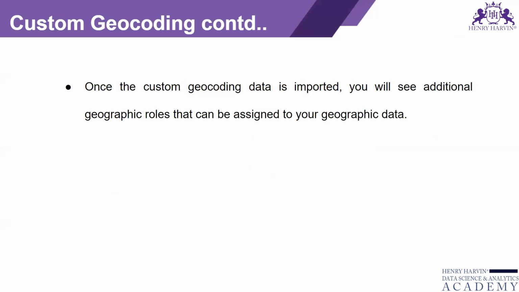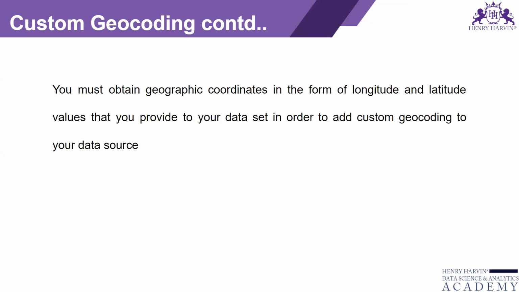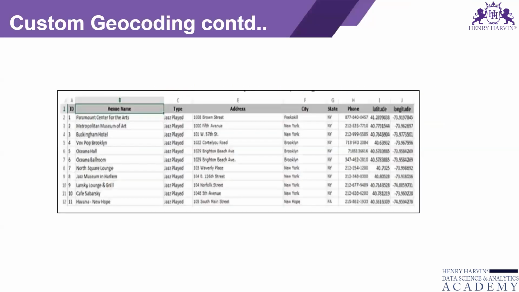Okay. So once the custom geocoding data is imported, you will see additional geographical roles that can be assigned to your geographical data. You must obtain geographic coordinates in the form of longitude and latitude values that you provide to your data set in order to add custom geocoding to your data source. Okay. So see here, what they have done is they have given venue name, the type of music that has been played here, the address, city, state, phone, latitude, and longitude. Okay. So basically, this is giving me additional information about my current data.